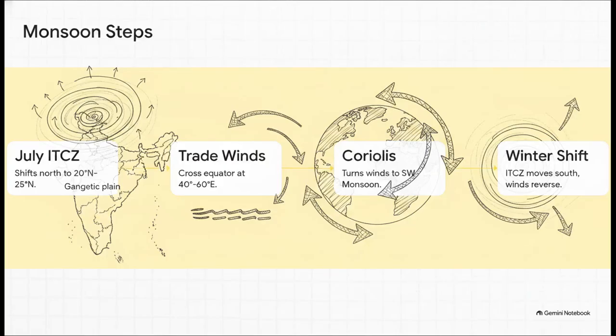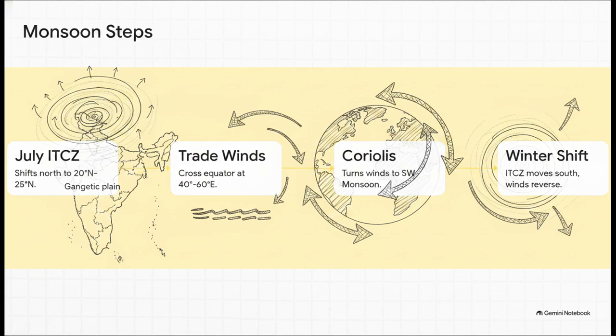Let's trace exactly how this creates the monsoon, step by step. In July, this massive low-pressure vacuum, the ITCZ, shifts north to about 20 to 25 degrees north latitude, positioning itself right over the Gangetic Plain. This spot is sometimes called the monsoon trough, and it encourages a thermal low over North and Northwest India. Because the ITCZ has shifted, the trade winds from the southern hemisphere cross the equator between 40 and 60 degrees east longitudes. Then something kind of wild happens. The Coriolis force grabs those winds and literally bends them, making them blow from southwest to northeast. And boom, just like that, you have the southwest monsoon.